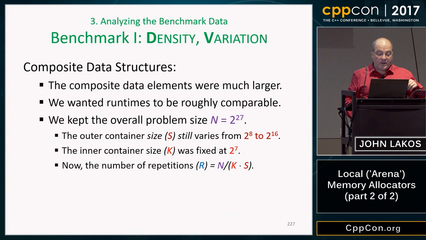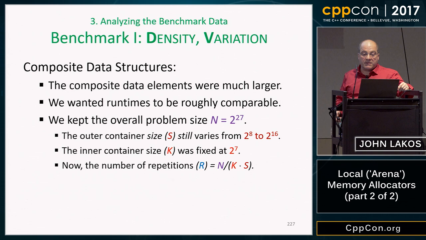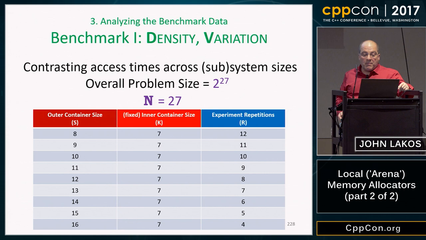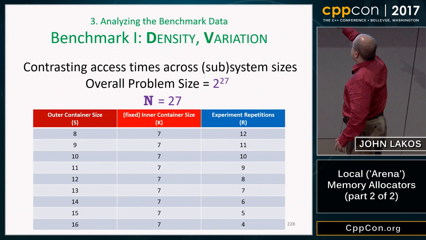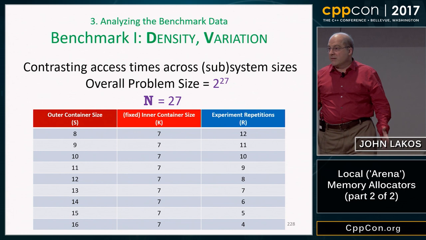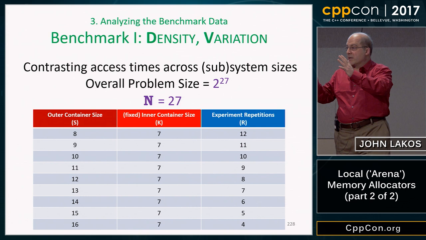Kept the overall size 2 to the 27th. There's an internal size of 2 to the 7th. We still varied the outer size from 2 to the 8th to the 16th, but it really doesn't matter. The outer container size varies, the inner one is constant, and the product is still 2 to the 27th. You get the idea, right? We're varying the outer, keeping the middle one fixed, and then yes? Okay.